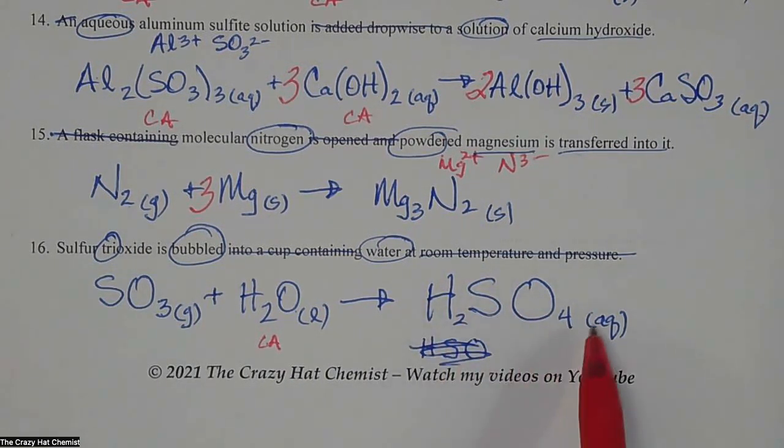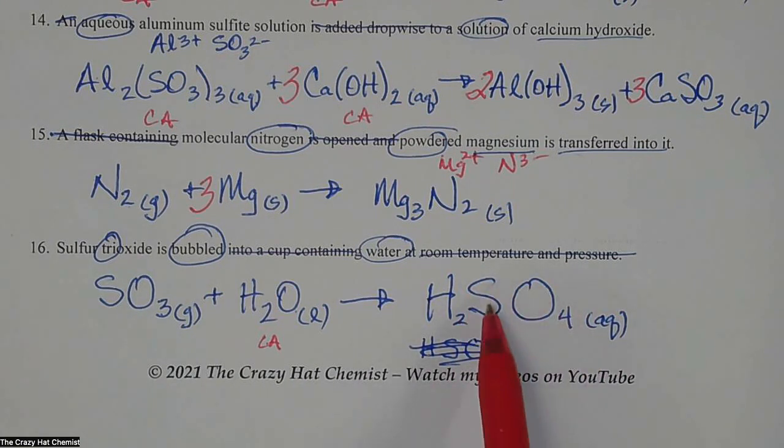You should be able to name this acid, that's H2SO4. This is coming from the sulfate ion. So this is sulfuric acid. It is not hydrosulfuric acid. It is sulfuric acid.